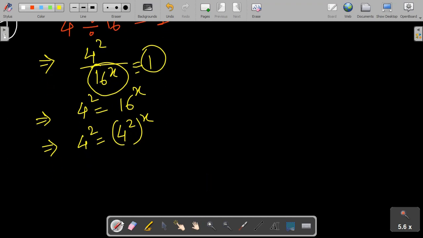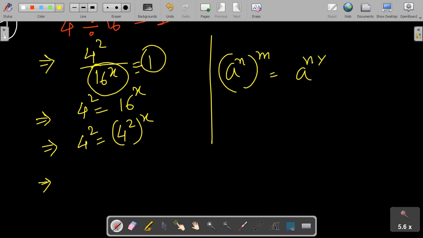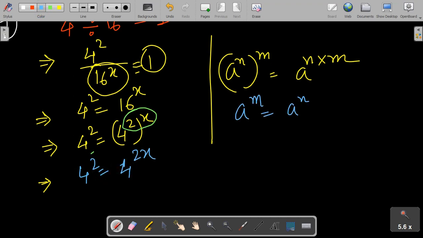Now I'll apply the same formula that I told you in the previous sum, that (a to the power m) to the power n means you multiply both the powers. So here 2 and x are both in power, so we'll just multiply them. After multiplication I will get 4 to the power 2, and here it is 4 to the power 2x. In an equation, if you have the same base on both sides, like a and a, but their powers are different, then in the next line the powers will also be equal to each other.